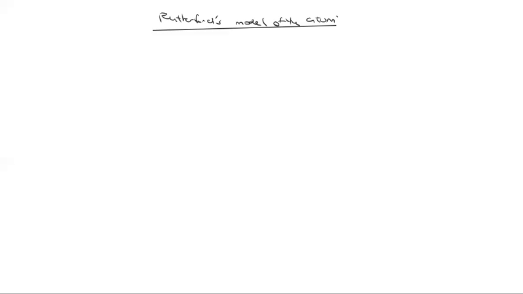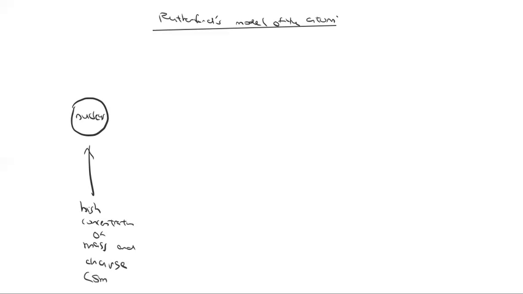So Rutherford's model is basically, okay, fine. To be able to have a concentrated amount of mass and charge in one spot, that's got to be your nucleus. So this is your high concentration of mass and charge. And because it's highly concentrated, it must be very small.